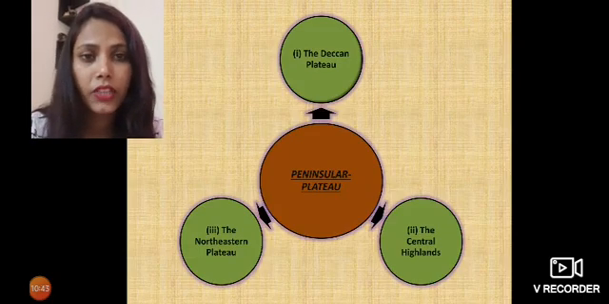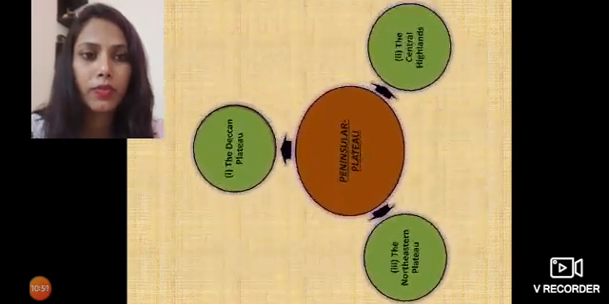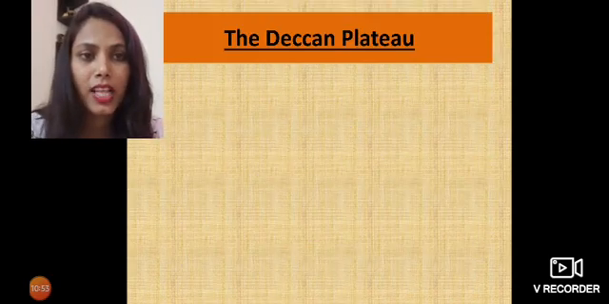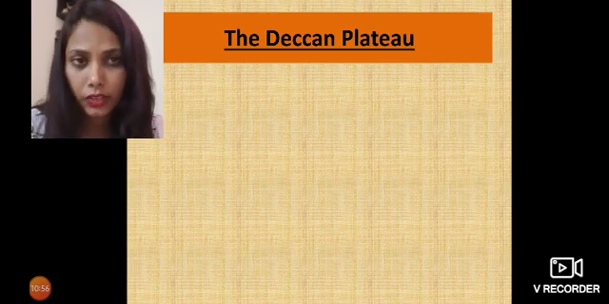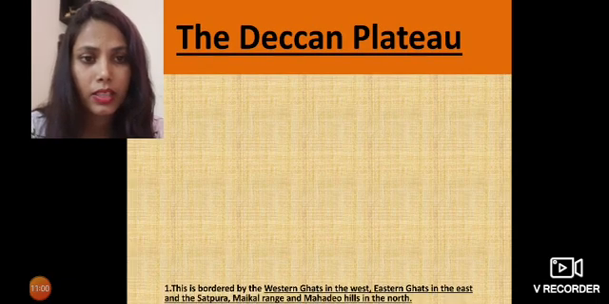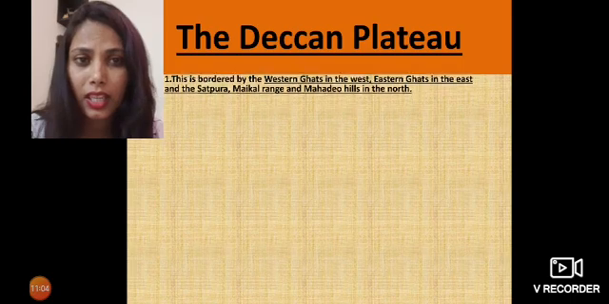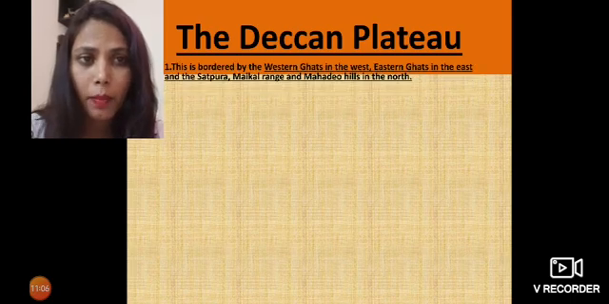These are the three divisions of the Peninsular Plateau: the Deccan Plateau, Central Highlands, Northeastern Plateau. These are all parts of the Peninsular Plateau. Now we'll study these divisions in detail. The Deccan Plateau. This is bordered by Western Ghats in the west, Eastern Ghats in the east, Satpura, Mekal, Mahadev Hills.